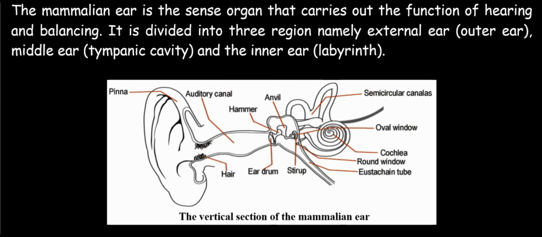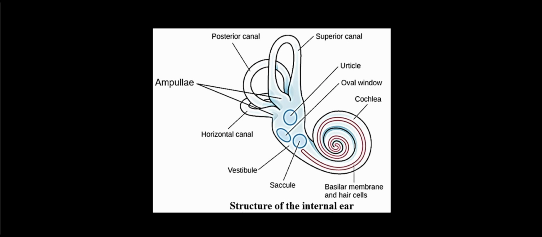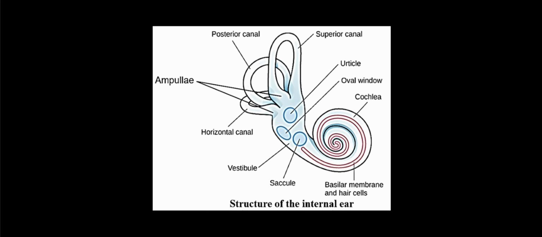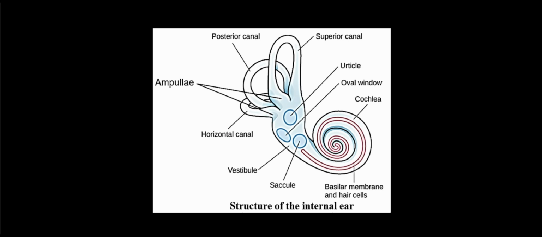So having looked at the parts of the outer and middle ear, we are going to be discussing the inner ear in another diagram. With this diagram, we'll be talking about the inner ear. The inner ear contains a complex bony passage called the labyrinth, and it is filled with a fluid called the perilymph. There is also a membranous labyrinth filled with another fluid, and this fluid is called the endolymph.